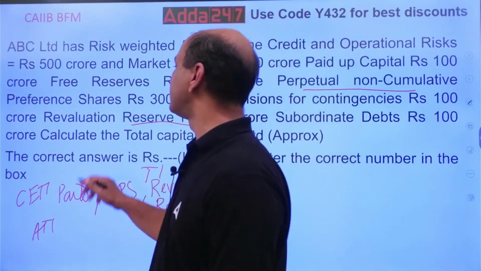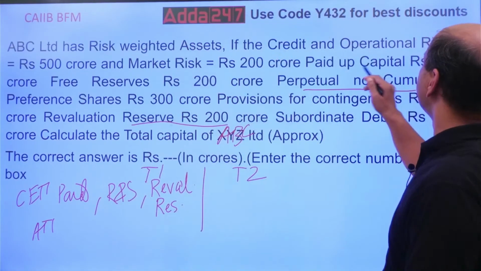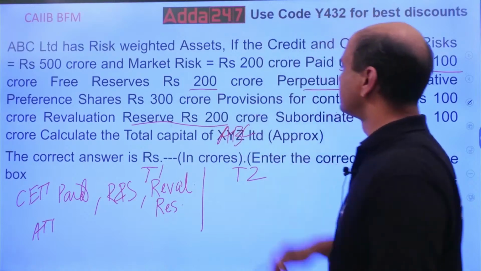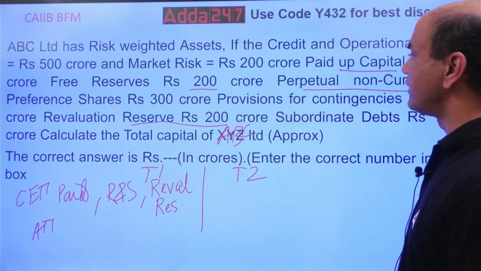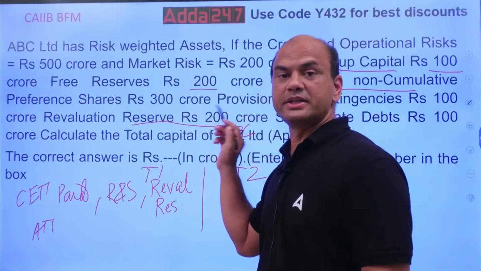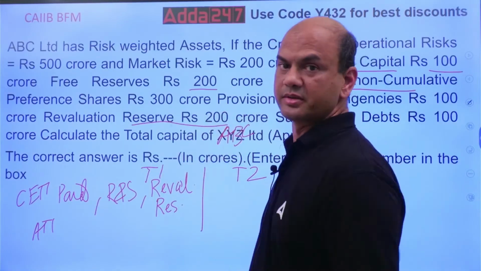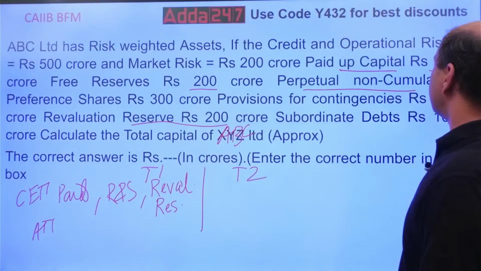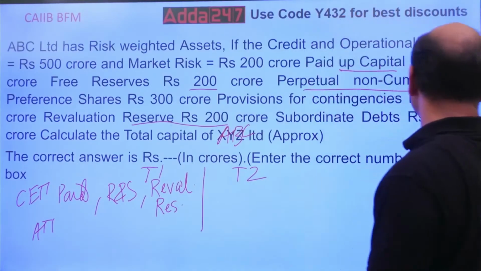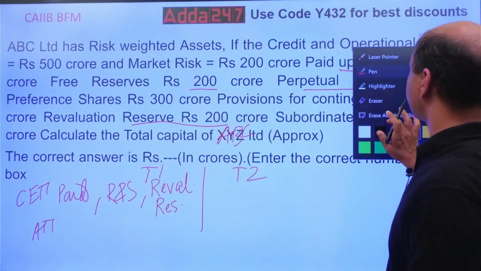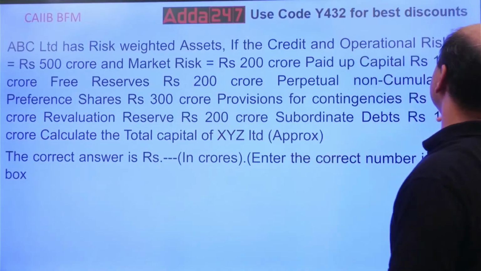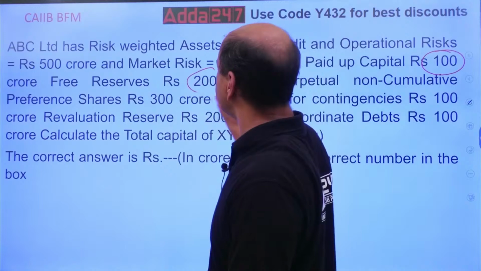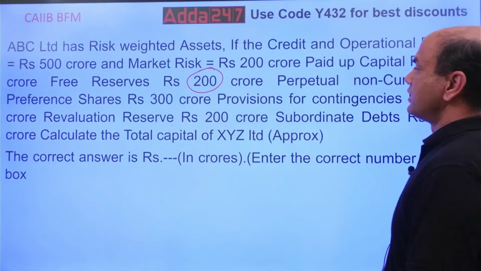So add this. Paid up capital is what? Paid up capital is given as 100. Free reserves is 200. So 100 plus 200. Then revaluation reserve. These are taken at 55% discount, so these will be taken at 45%. So what is the 45% for this? Let's calculate this. Let me directly write it. See this. Tier 1: it is 100. Then free reserves 200. Then revaluation reserves.